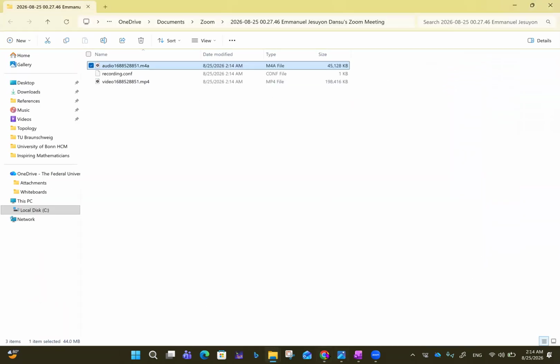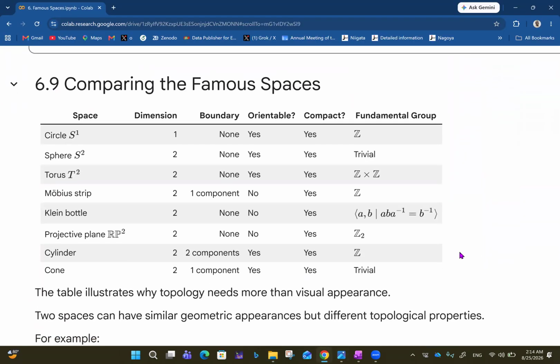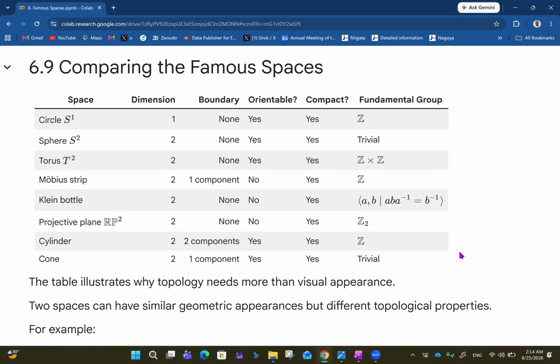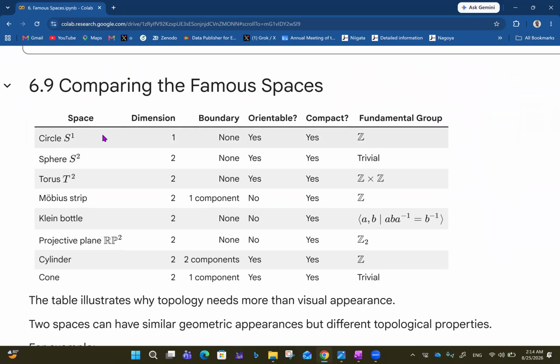So in this case now we want to compare the famous spaces here. We see that for a circle, which is S1, it is one dimensional, no boundary, it's orientable, it's compact. The fundamental group is the integer group. Then you have the sphere S2, two-dimensional, no boundary, orientable, compact, and trivial. So it goes to that zero now. Then torus T squared, two-dimensional, no boundary, orientable, compact, Z by Z.